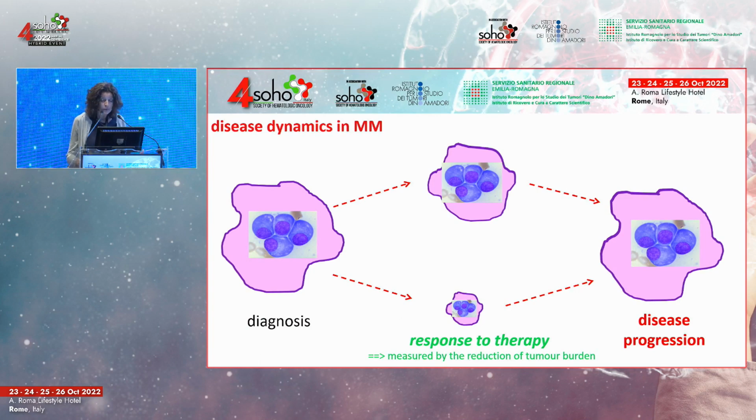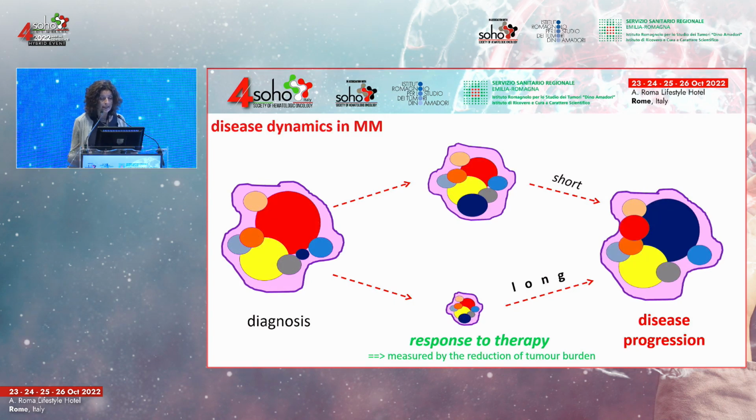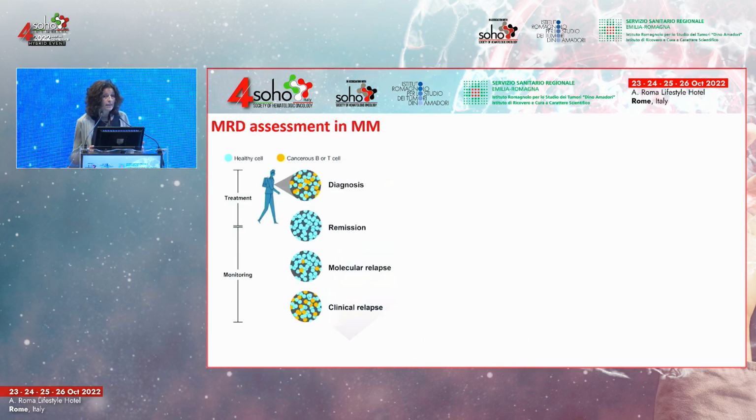And the depth of response has been correlated to long-term outcome. Also, the change in the genomic landscape of tumor clones driven by the selective pressure of therapy also might impact on the duration of the response. However, the amount of residual cells in responder patients is commonly considered the best predictor of outcome in multiple myeloma. Therefore, over the years, several approaches have been employed in order to reliably measure the residual tumor burden.